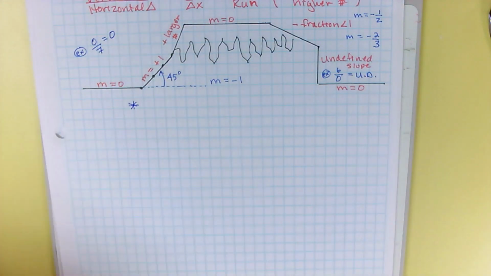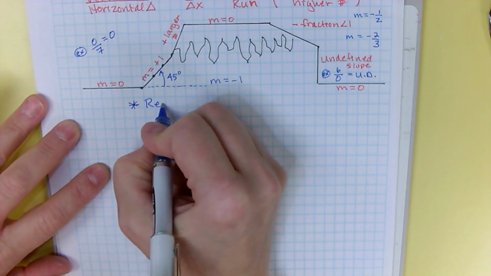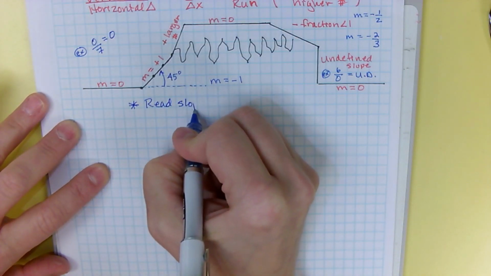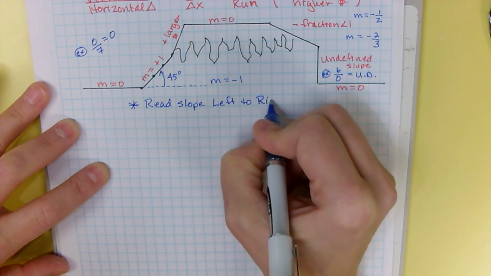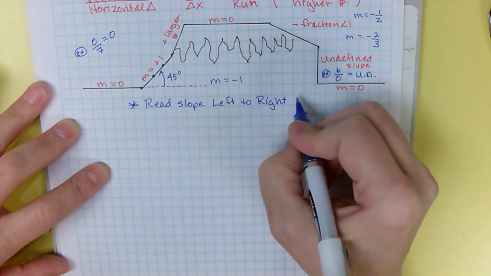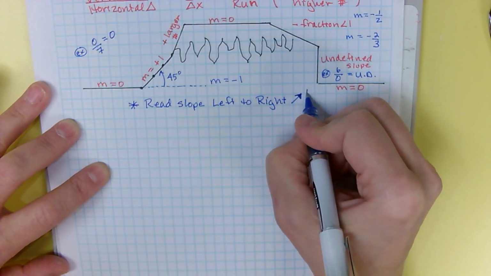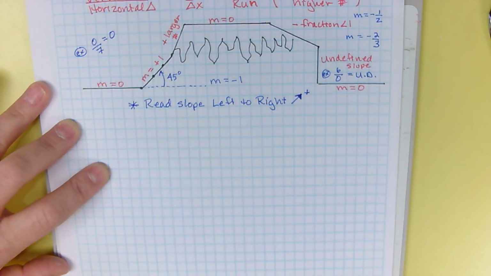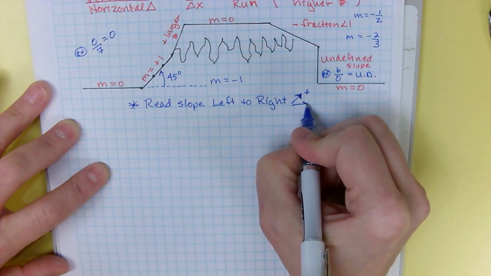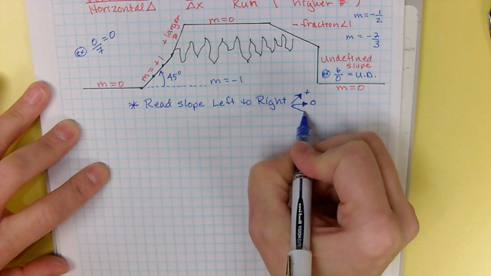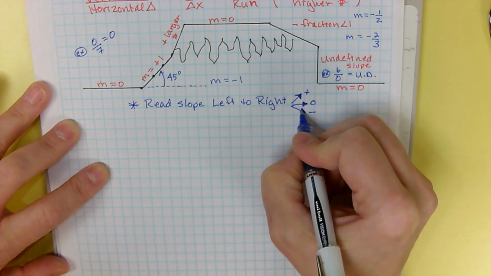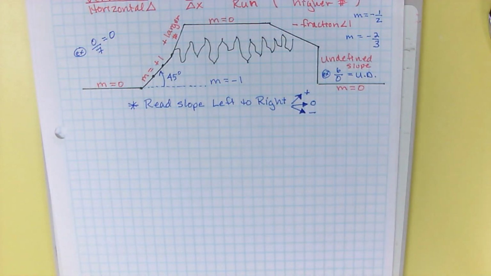No matter what line you're looking at, you always read the slope left to right. So going left to right, if it's going up, you should have a positive slope. Left to right, if it's totally flat, you should have a 0 slope. And left to right, if it's going down, you should have a negative slope. So looking at a line, at the bare minimum, you should be able to tell if it's positive, negative, or 0.